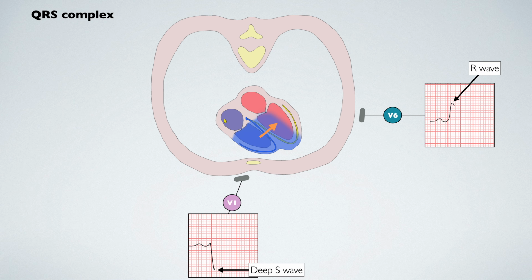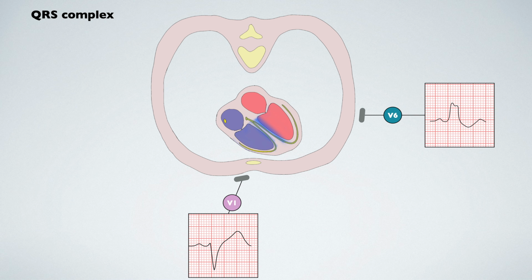is generated in V6. As the remaining portion of the left ventricle depolarizes, there is a notch that forms on the R wave. Due to slow conduction through the left ventricle, asynchronous repolarization of the ventricles occurs, resulting in ST elevation in V1 and ST depression in V6.